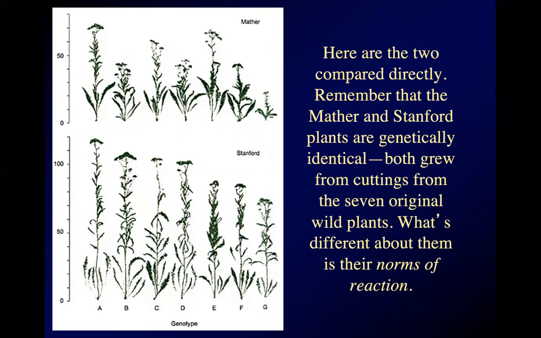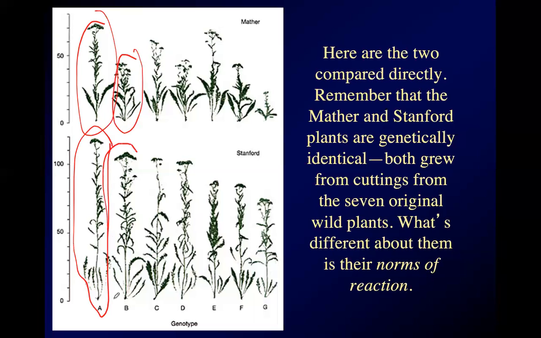Stanford. What's different about these plants is their norms of reaction. Okay, remember that each of these plants, like the A here and A there, these are genetically identical. These two, this one and that one, they're genetically identical because they're cuttings. They were grown from cuttings off the same plant. That plant and that plant are genetically identical because they're grown from cuttings and so on.